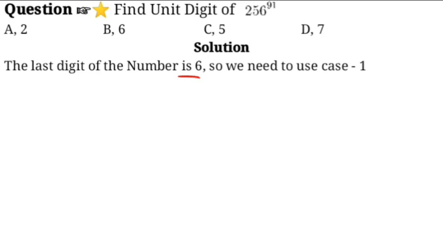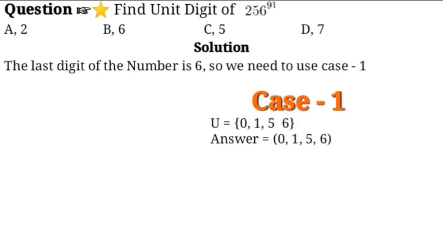Okay, find the unit digit of 256 raised to 91. In this case, the last digit is 6, so we also need to use case 1. In case 1, if the last digit is 0, 1, 5 or 6, the answer will always be 0, 1, 5 or 6. Our number's last digit is 6, so the answer will be 6. So the answer will be B.